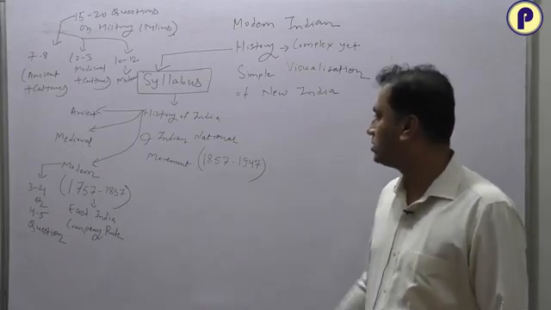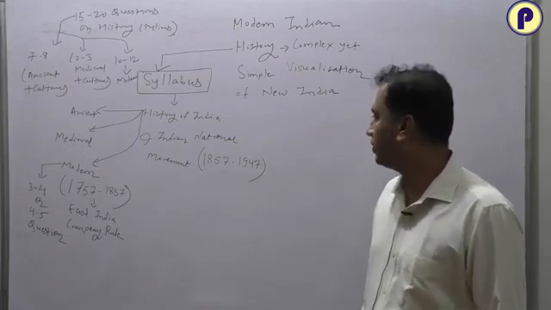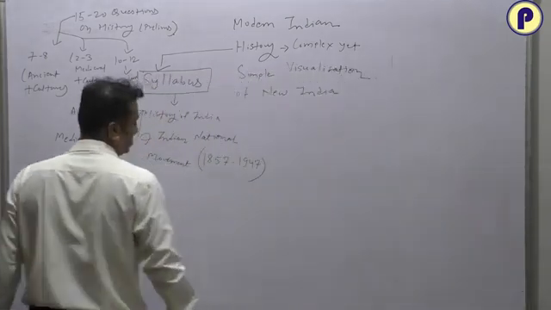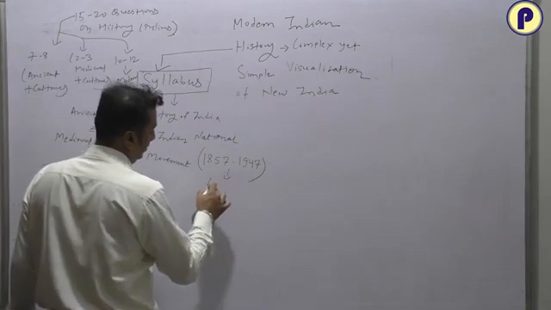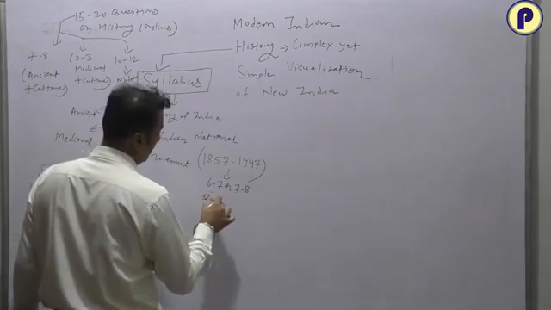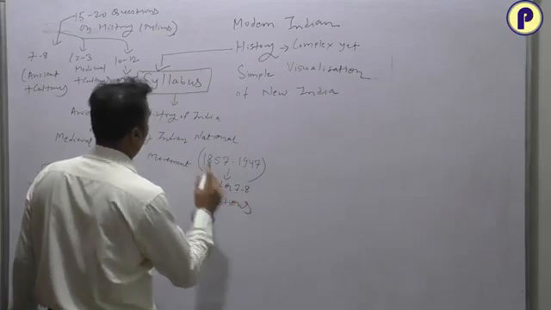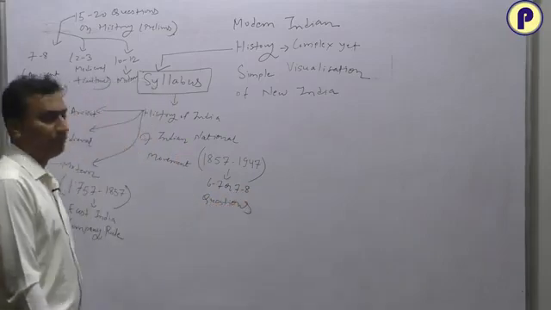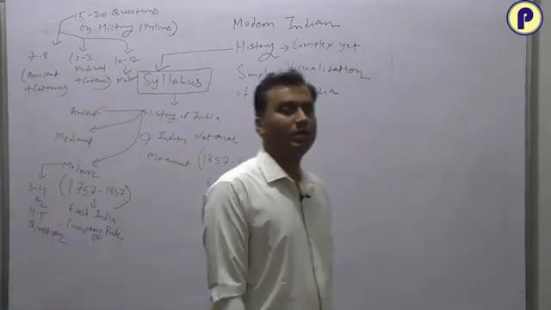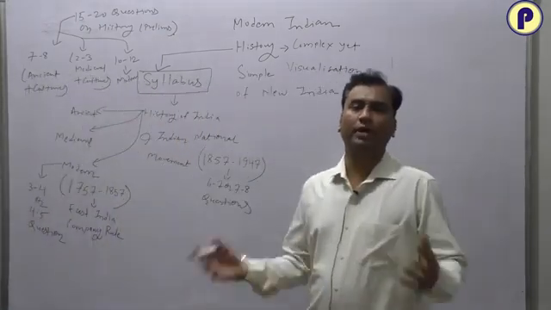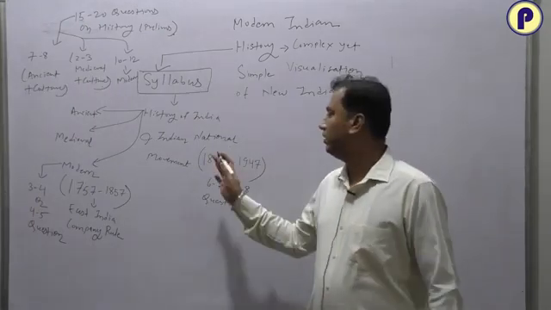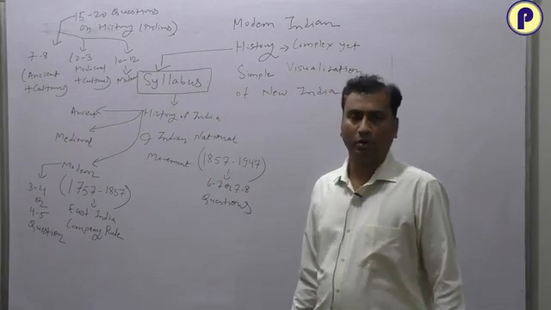Then we have the second aspect, that is 1857 to 1947. So 6 to 7 or 7 to 8 questions will be asked only on the Indian national movement. That's why I told you that out of the whole history syllabus, both for prelims and mains, modern is most important, and within modern, the Indian national movement is the most important.